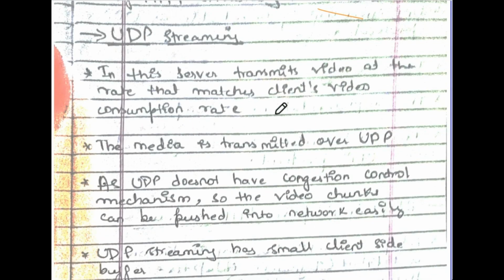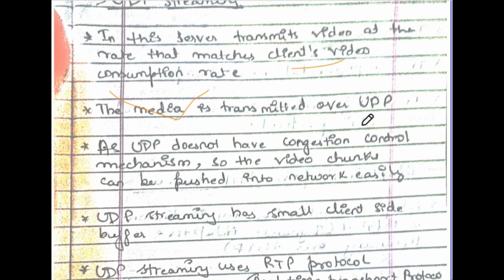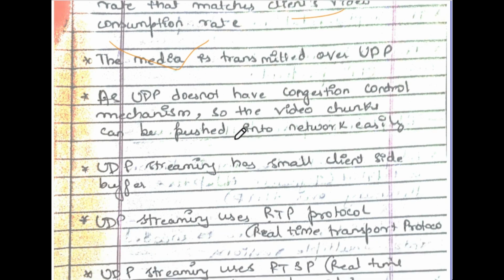UDP streaming. In this, the server transmits video at a rate according to the client user's consumption rate, that is, the internet speed of the user. If the client internet speed is low, then low quality video is sent; if internet speed is high, high quality video is sent. The media is transmitted over the UDP protocol. UDP does not have a congestion control mechanism, so the video chunks can be pushed into a network. If it had a congestion control mechanism, it would be difficult to push them into a network.